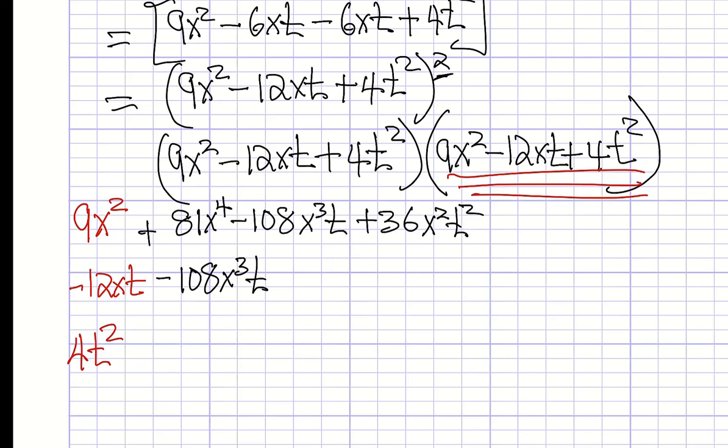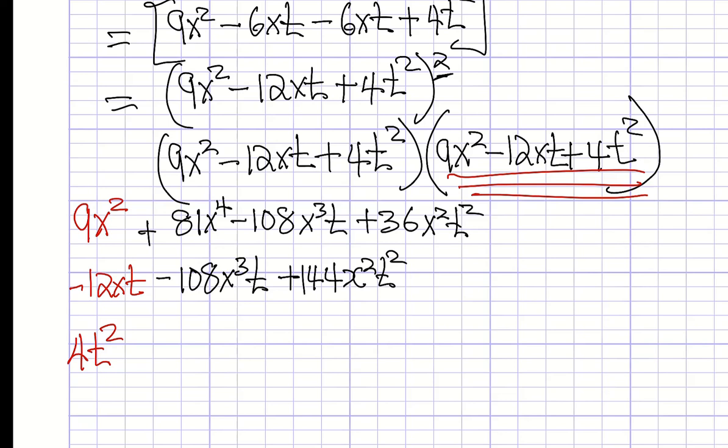And then 12xt times 12xt. Both negative, so it will be positive. 12 times 12 is 44, okay? So that will be positive 44. I'm sorry, not 44, 144 x squared t squared. You see that, right?